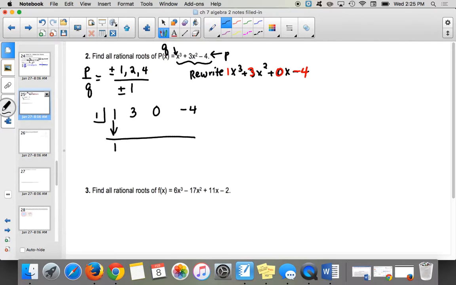So I drop my first term. Anytime I go diagonally, I multiply. 1 times 1 is 1. Add straight down, I get 4. 1 times 4 is 4. Add straight down, I get 4. 1 times 4 is 4. Add straight down, I get 0. All right, so what does that mean?